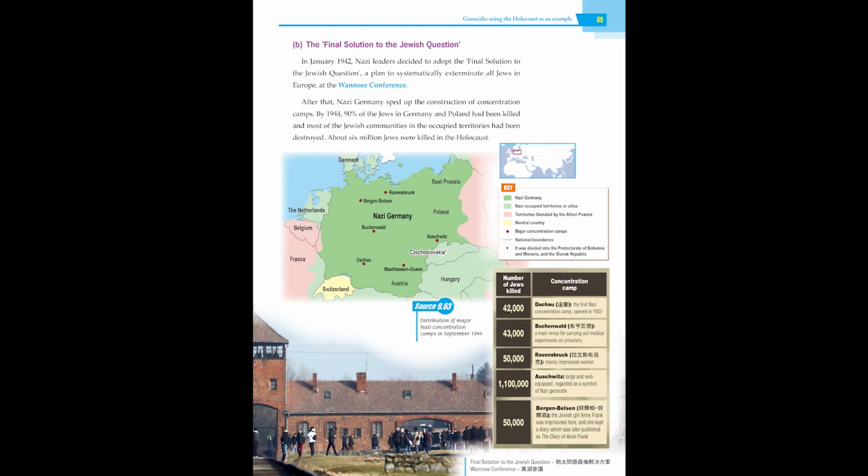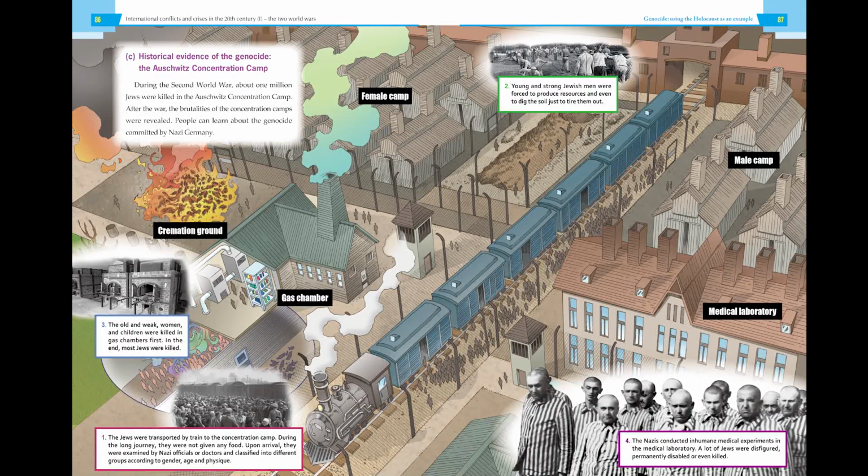Look at source 9.63. Distribution of major Nazi concentration camps in September 1944. C. Historical evidence of the genocide. The Auschwitz concentration camp. During the Second World War, about 1 million Jews were killed in the Auschwitz concentration camp. After the war, the brutalities of the concentration camps were revealed. People can learn about the genocide committed by Nazi Germany.